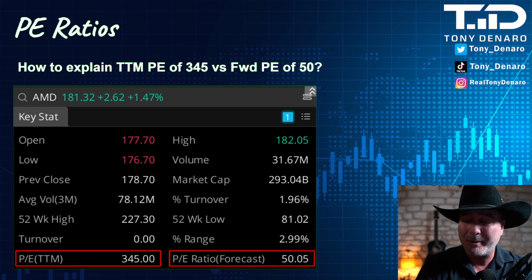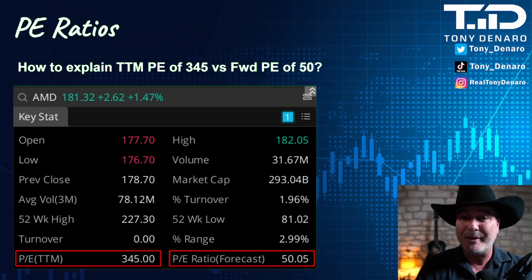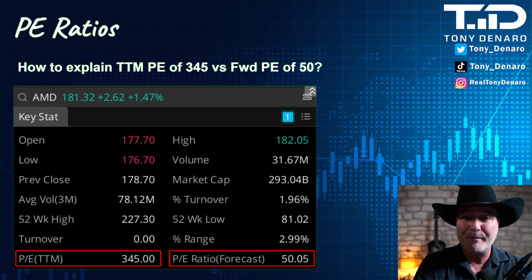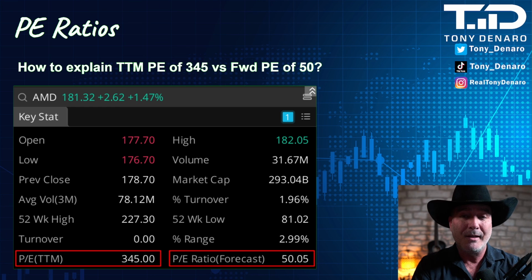So just keep that in the back of your mind. PE ratios vary depending on which industry you're looking at, and they're most useful when you're comparing a company like AMD to its peers. Look up AMD's peers, see what their PE ratios are, and you can get some idea if one of them is overvalued or undervalued compared to each other. And then that starts your process of research to get the answers to why.